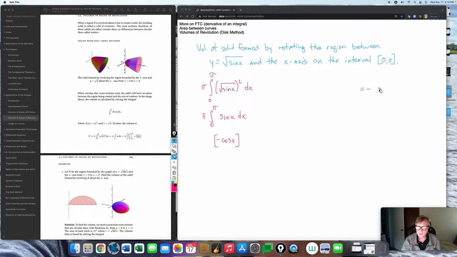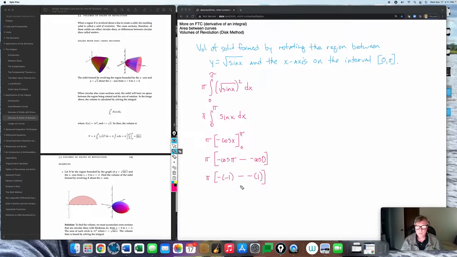Let me get rid of all this stuff over here. And I'm going to multiply that answer by pi, right? So I have to do negative cosine pi minus the opposite of the cosine of 0. Cosine pi is negative 1. So that's negative negative 1 minus negative, what's the cosine of 0? 1.